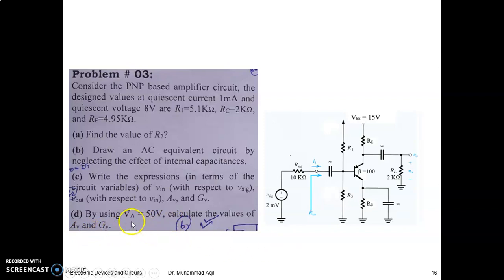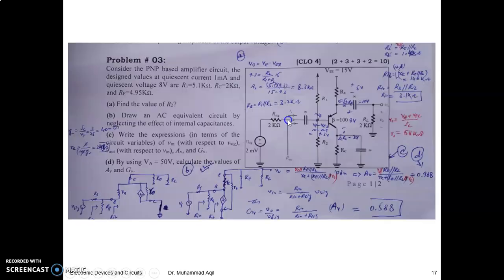right? It is asking you to use the early effect for what? For obtaining the AV and GV. So here it says neglect the internal capacitance, not neglect the early effect, right? So let's do it. I solved it on the question paper, so I want to show you here.